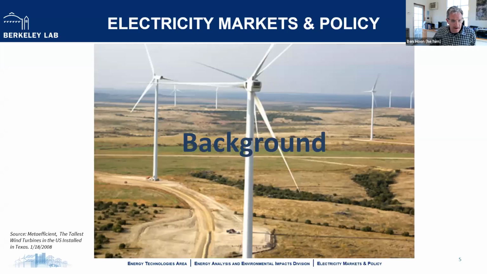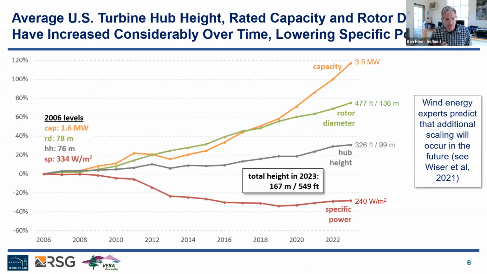So in terms of the background, why is this an interesting subject? Why was it that we became interested in studying these things? This figure tells a lot of the story. As you can see, the hub height and rotor diameter of installed US wind turbines has been steadily climbing over the last decade or more. The current height of installed capacity, based on just the first little bit of 2023, is 549 feet or 169 meters. That's very tall relative to where we were even just a few years ago.